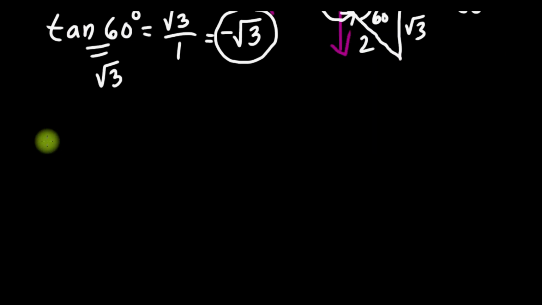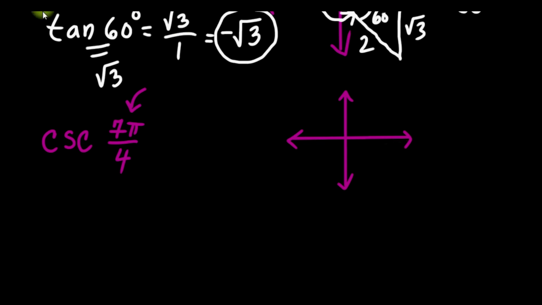Let's try to come up with cosecant of 7 pi over 4. This is a radian measure. It's given to you in terms of radians. You can change this to degrees if you wanted to, but let's work in terms of radians. Okay, where is 7 pi over 4? This is in terms of fourths.